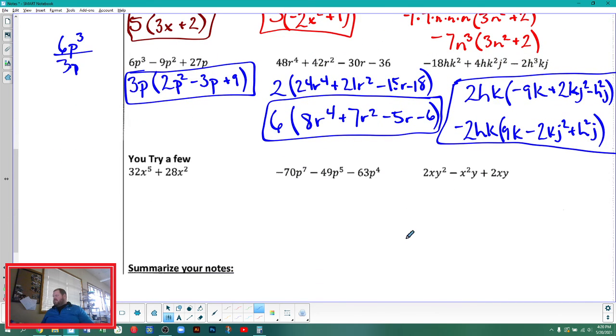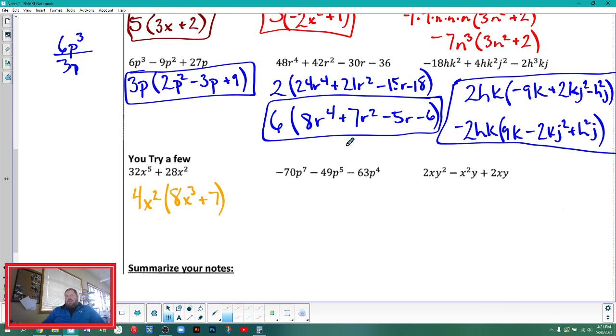Go ahead and pause the video and try these 3. Hopefully you had a chance to do that, and you saw that this one was 4x squared that you got to factor out, because this leaves me with 8x to the third plus 7. There is no common factor between 8 and 7, and x cubed is in one of them, and there's no x's in the other one.